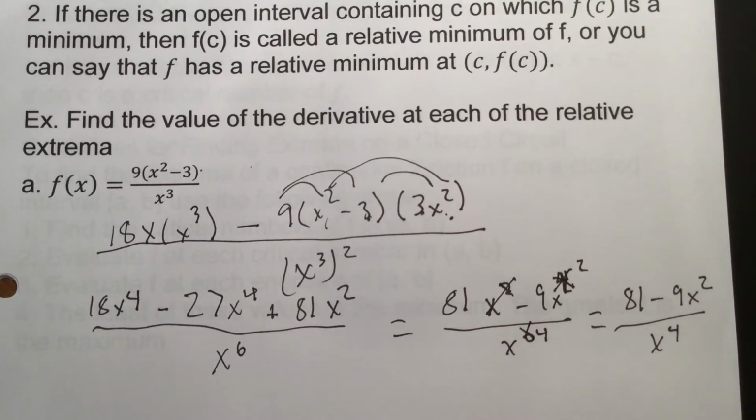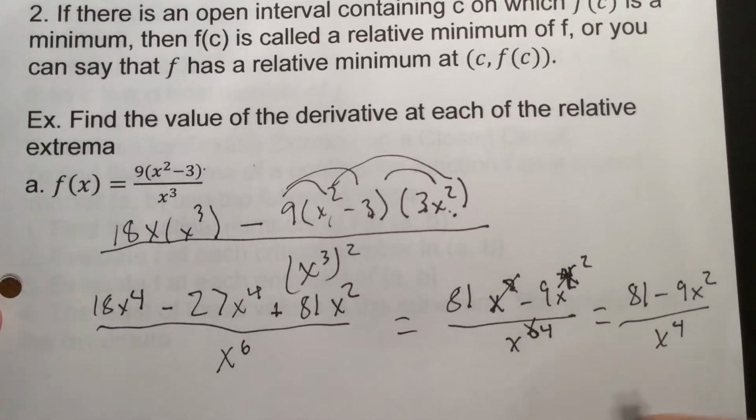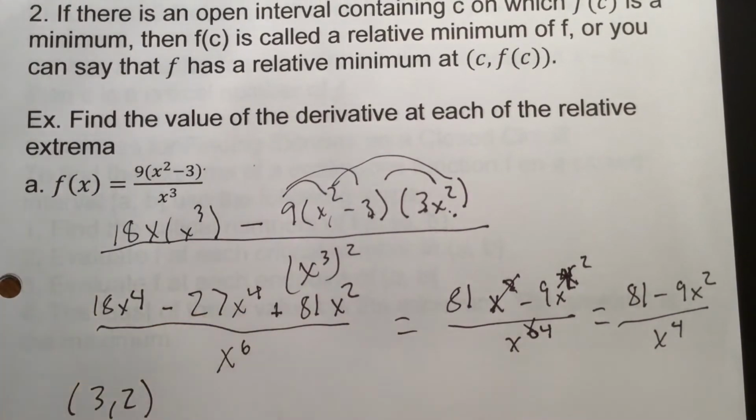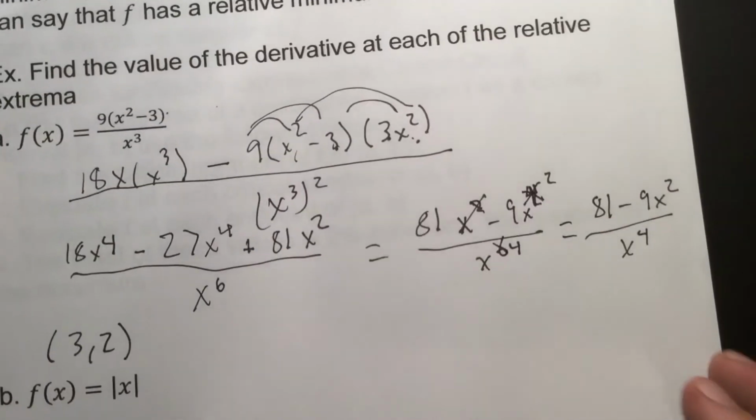With that being said, from here we would go ahead and start finding values of those extrema. On this one, (3, 2) is actually one of the extrema. We'll get into how we get that momentarily, but for right now, let's just look at this being an extrema.